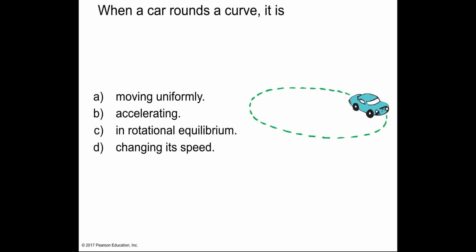When a car rounds a curve, it is moving uniformly, it is accelerating, it is in rotational equilibrium. We've seen this in class. We said even if it is moving in a circle, even if the speed is constant, the direction is constantly changing. So because the direction is constantly changing, this object is accelerating. Because acceleration means direction is changing, it also means that the speed might be changing too or increasing.